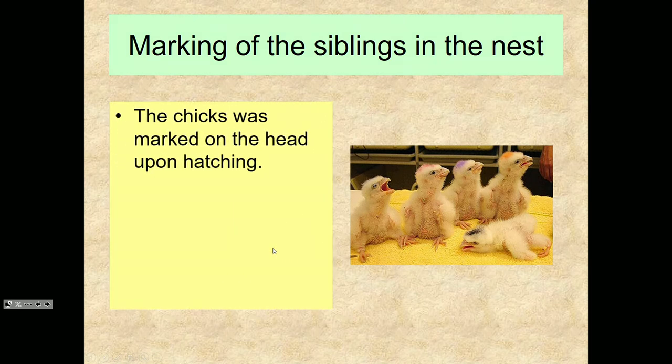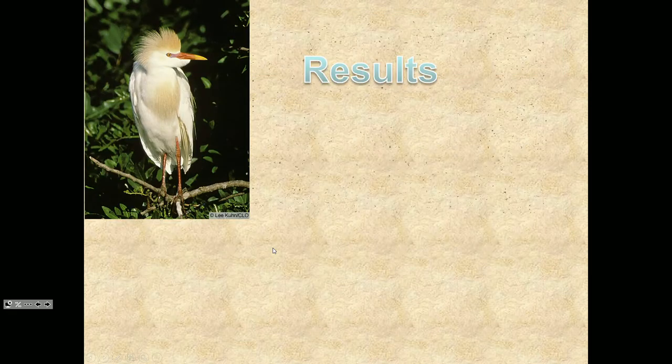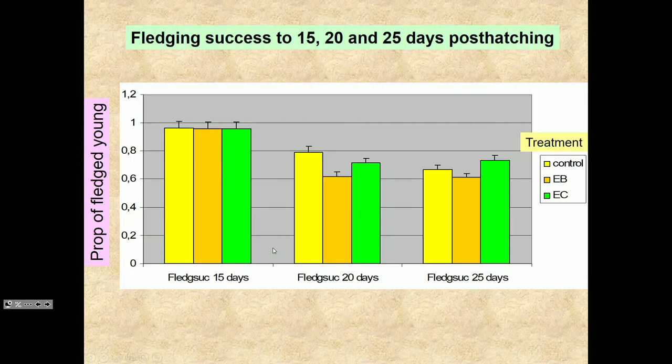And we marked these chicks on the head, like you see here, upon hatching. Although this is not a cattle egret chick. I used picric acid and neon salt, which is supposed to be good and not hurt the young. So it made it easy to observe the identity of the young: if it was hatching first, A chick, hatching second, B chick, or hatching third, C chick. So, to the results.